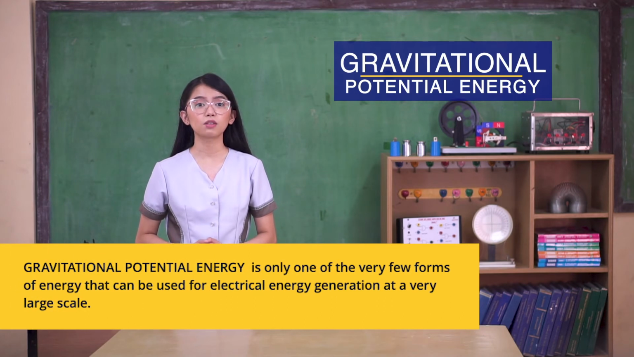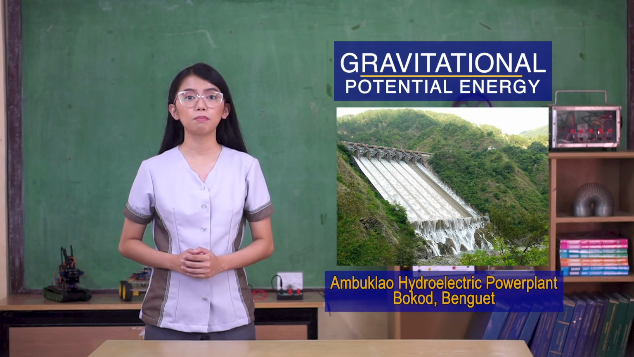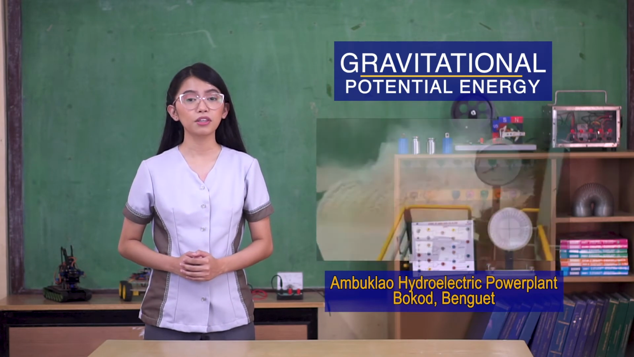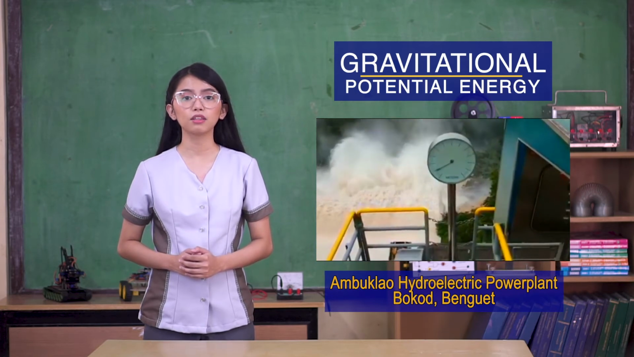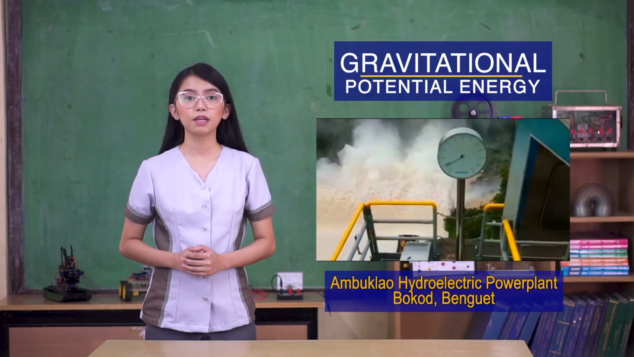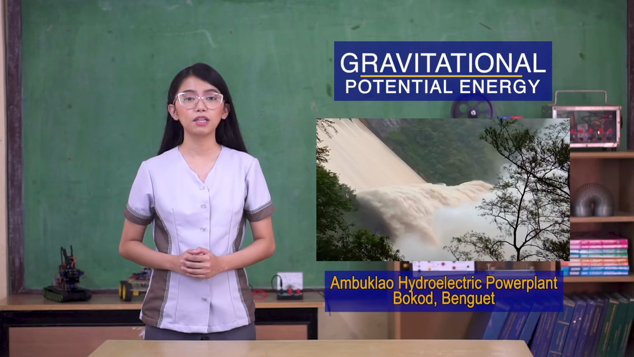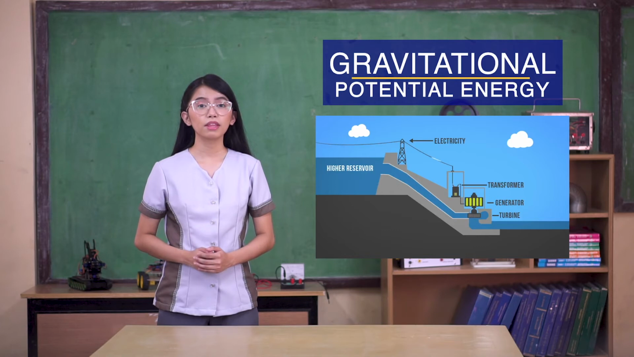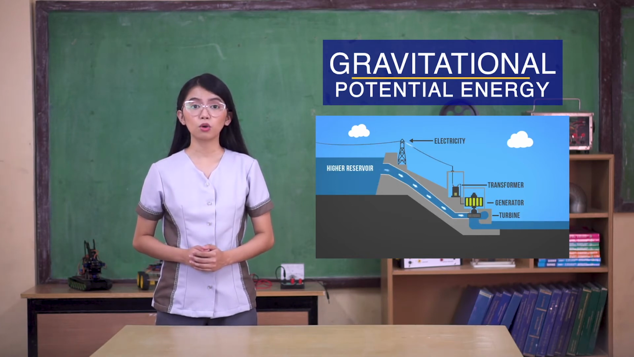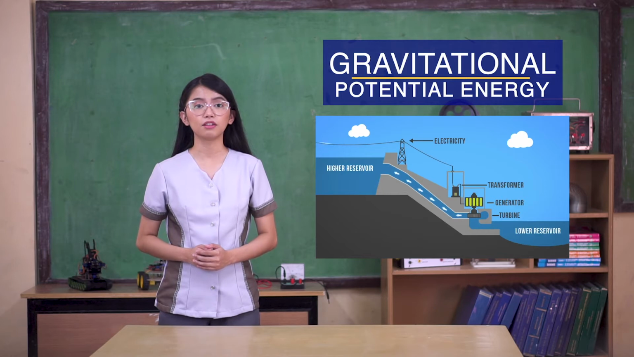Gravitational potential energy is only one of the very few forms of energy that can be used for electrical energy generation at a very large scale. An example of this is an elevated dam or reservoir like the Ambuklao Hydroelectric Power Plant in Bocod, Benguet. The Ambuklao Hydroelectric Power Plant is one of the oldest power plants in the country and was among the first large hydroelectric power plants constructed in the Philippines. The development of the Agno River for purposes of hydroelectric power generation, flood control, and irrigation had been conceived as early as the late 1940s. When the water from the elevated reservoir is released, its stored potential energy can be transformed to mechanical energy, which can be transformed into very essential electrical energy.